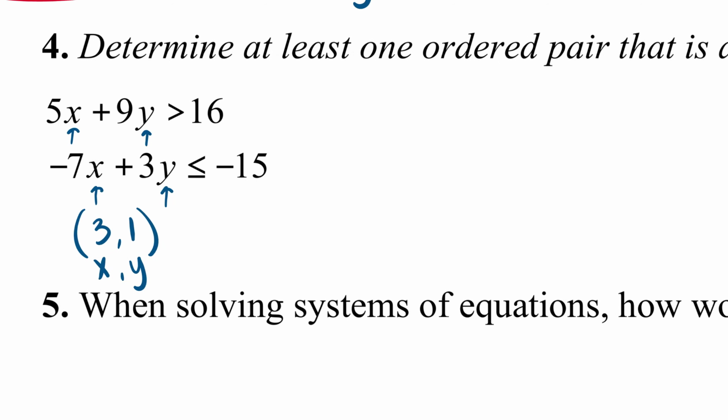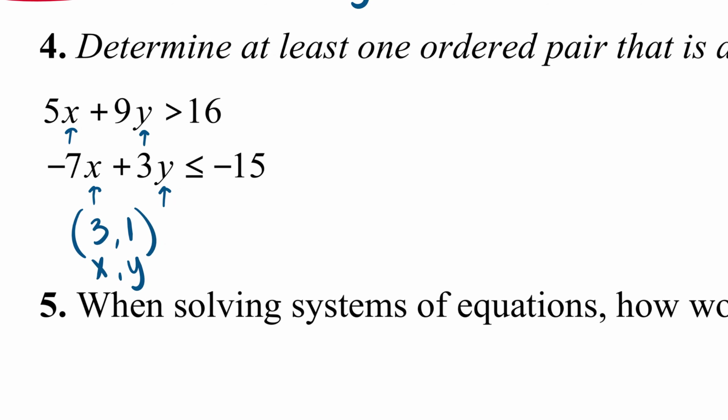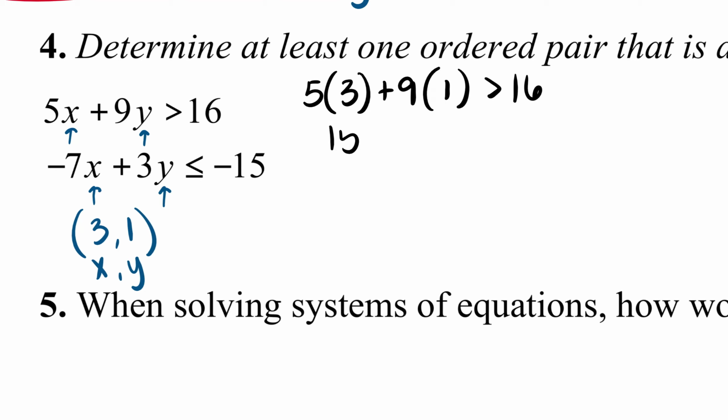yes or no. Okay? So on the first one, I would do 5 times x, which is 3, plus 9 times y, which is 1. And again, you can use these numbers or any other numbers. You just have to test it out. So 5 times 3 is 15. 9 times 1 is 9. 15 plus 9 is 24. And that is greater than 16, so that checks out.